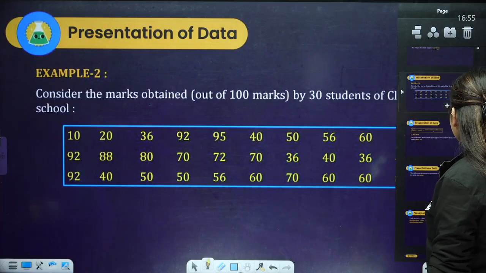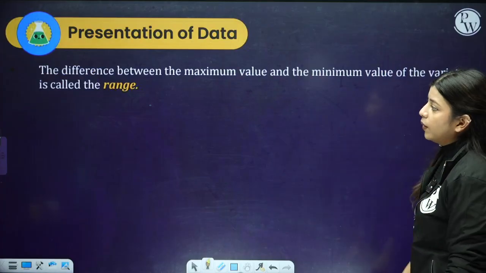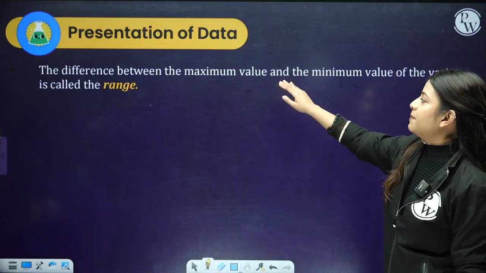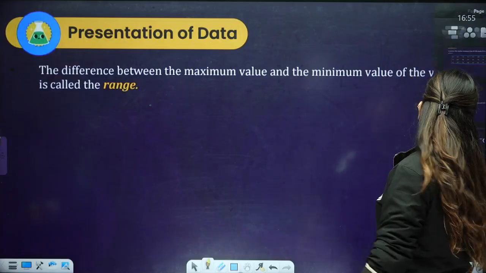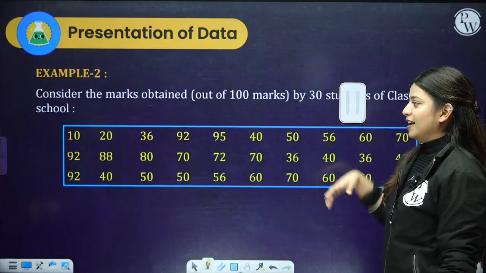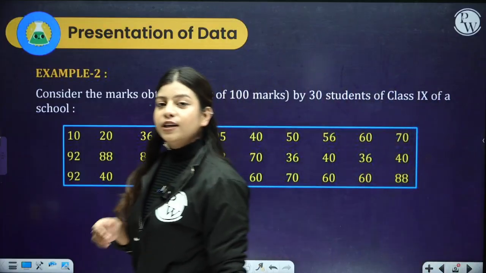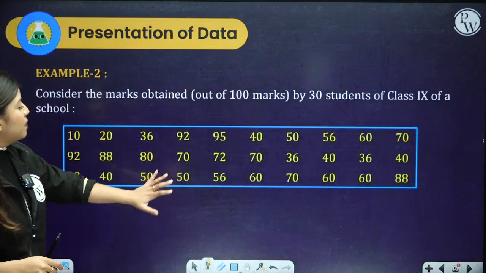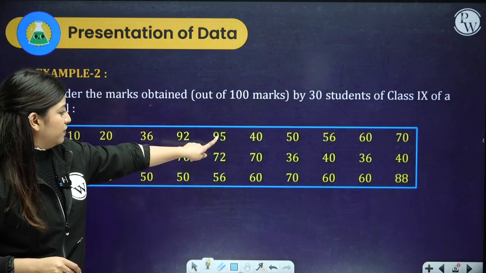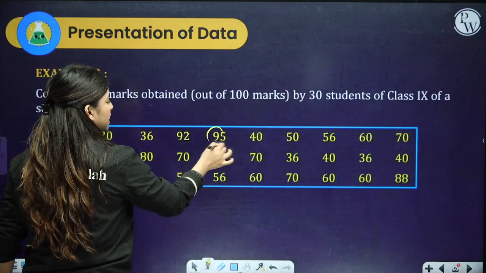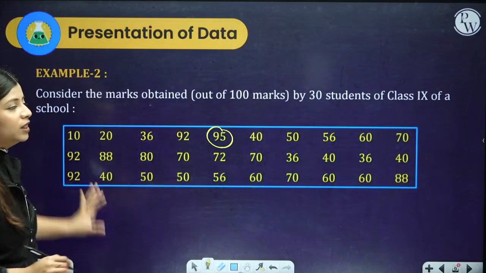Now, the next thing is presentation of data. The difference between the maximum value and the minimum value of a variate is called range. For example, in this table, I ask you students, what is the range? How will you calculate the range? What is the highest value? In this particular set, I guess 92 is there, 95 is there. So I guess 95 is the highest value among all these 30.